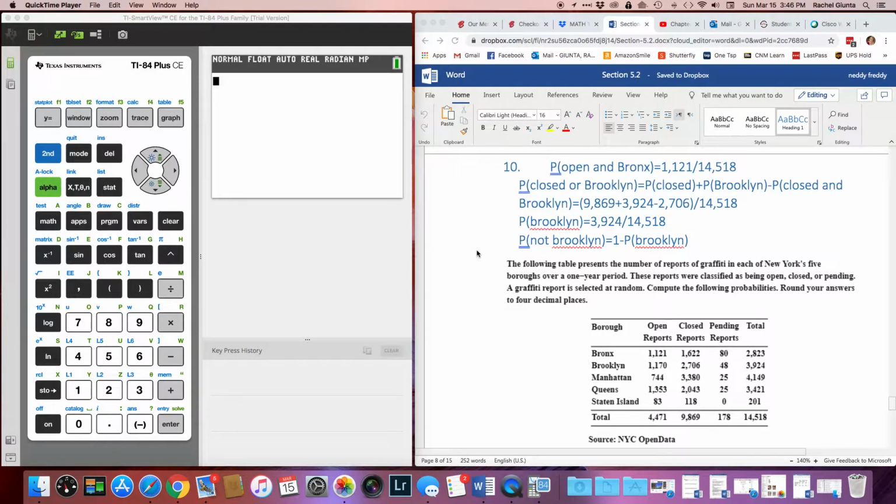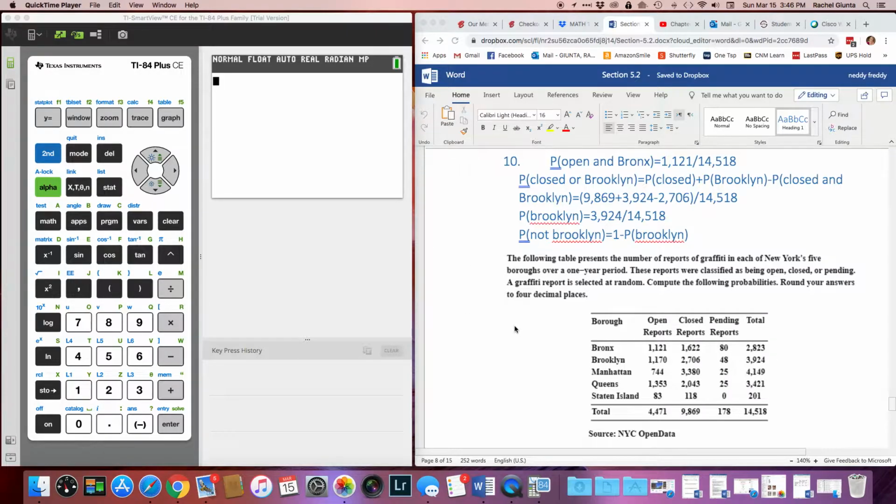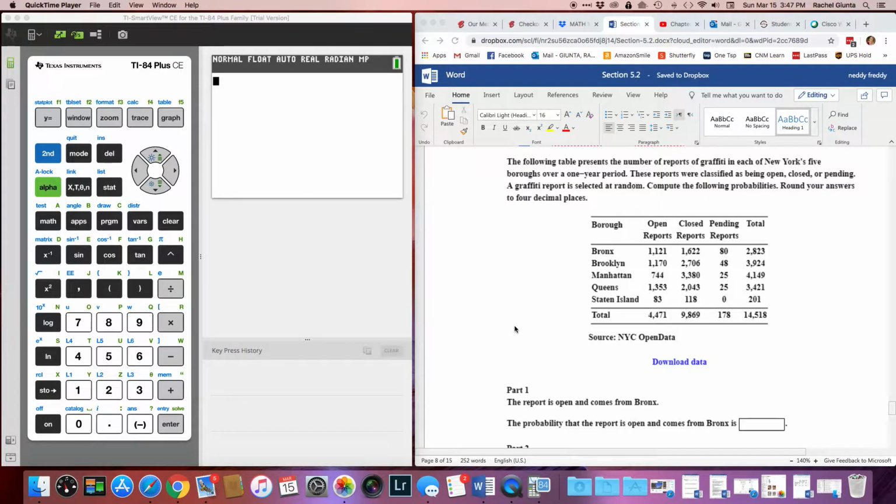Hey guys, this is example 6 from section 5.2, and it's the one where they give you the reports in different boroughs in New York City and whether they're open, closed, or pending. And again, the data are already nicely put together for us in a table with all the totals, so we don't really need to reproduce this table separately.